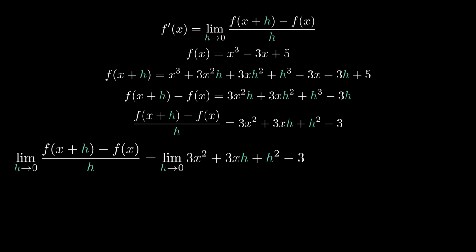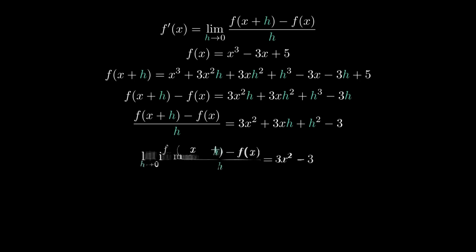Now remember, when you are finding the limit, you just want to plug in the value that, in this case, h is approaching. So we're going to plug in 0 into h, and when we do that, that'll leave us with 3x squared plus 3x times 0 plus 0 squared minus 3. And when we simplify that, well, 3x squared plus 3x times 0, well, 3x times 0 is 0, and then 0 squared is 0. So that'll simplify to give us 3x squared minus 3. So we get that the limit as h approaches 0 of f of x plus h minus f of x all over h is equal to 3x squared minus 3.